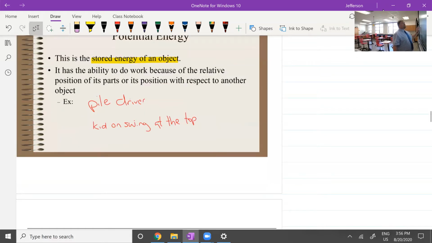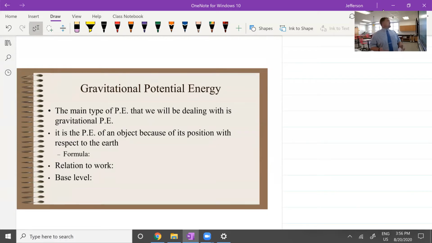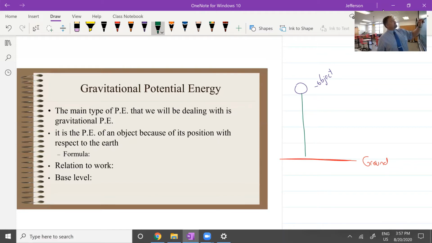But the first one we're going to look at is the example that I gave with both of those. It's called gravitational potential energy. This is the main type of energy we're going to deal with, and it's the type of energy that an object has because of its position relative to the Earth. Let me give you an example. If this is my ground level right here, so here's the ground, and I take an object and put it up here, it's going to have energy stored in it because of its height above the ground.